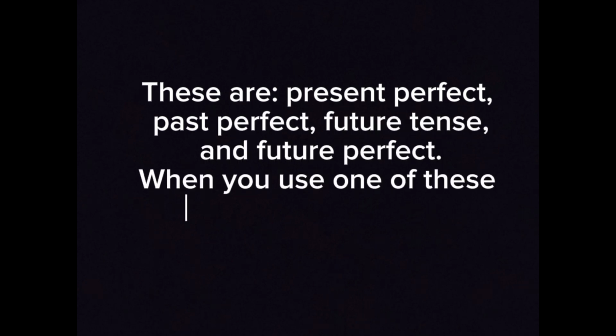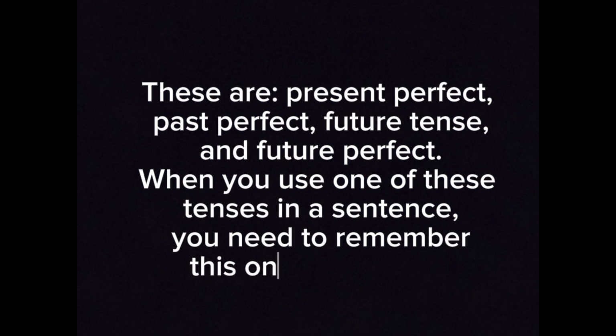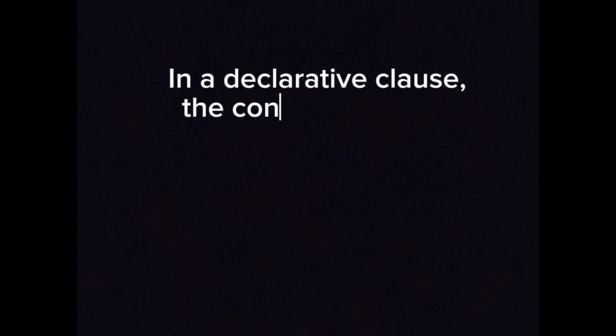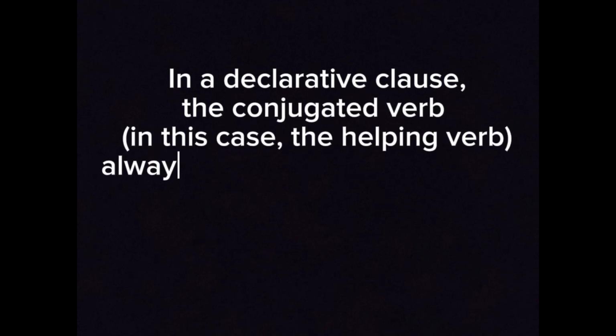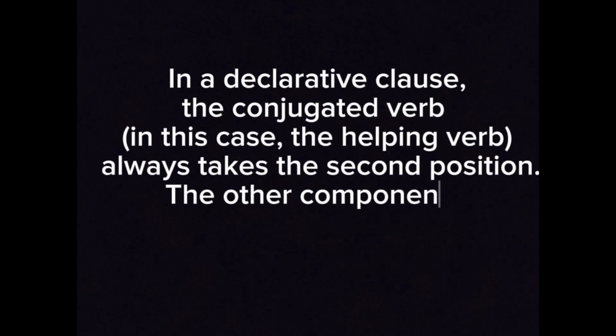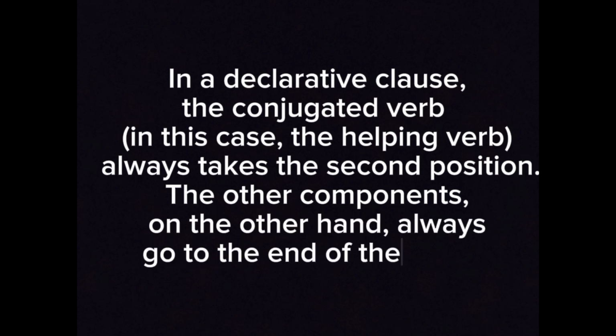These are the present perfect, past perfect, and future perfect tenses. When you use one of these tenses in a sentence, you need to remember this one simple rule. In a declarative clause, the conjugated verb, in this case the helping verb, always takes the second position. The other components always go to the end of the clause. This rule always holds for any declarative clause. For example, wir werden ins Kino gehen means we will go to the cinema.